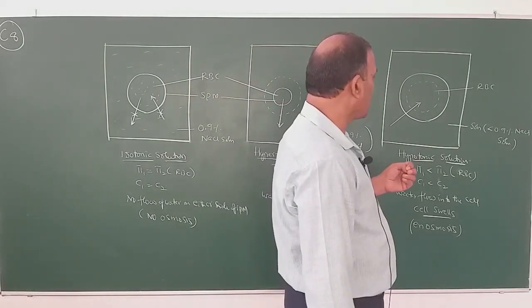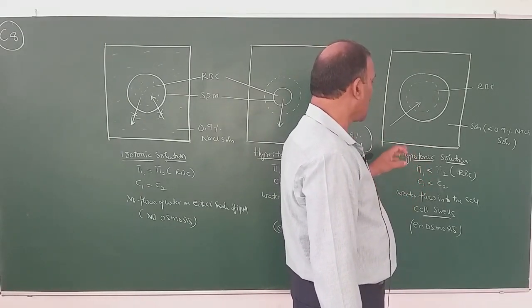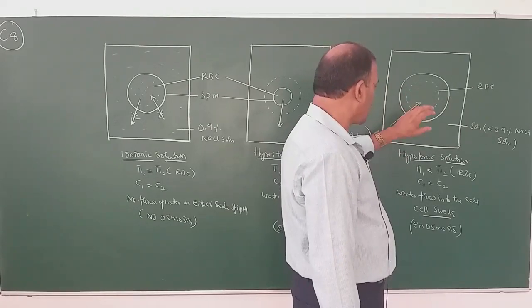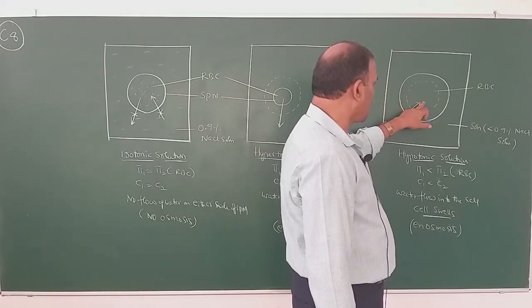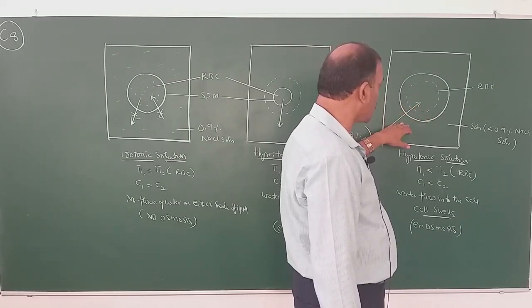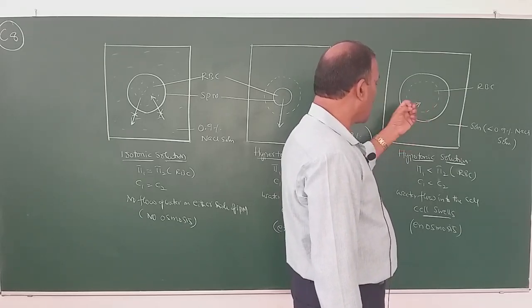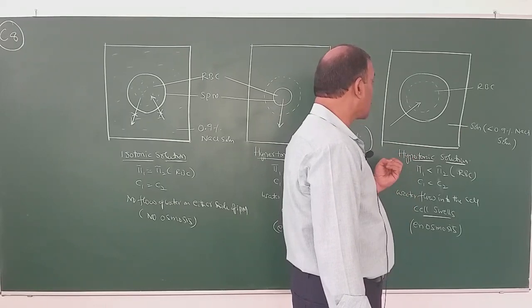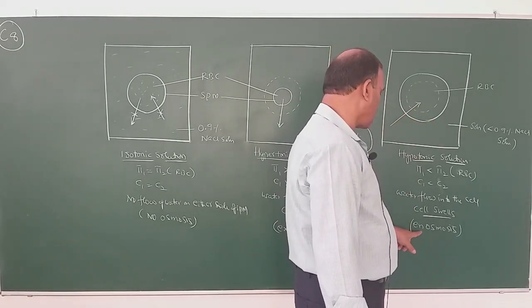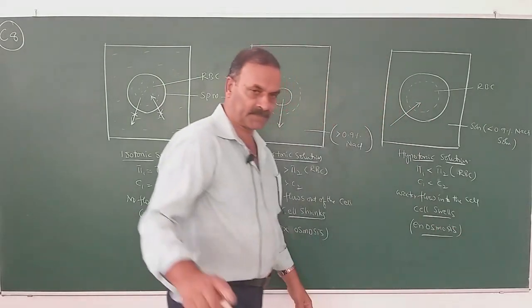Similarly, when dried grapes are placed in water, what happens? Water will flow into the grapes because the concentration of the solution in the grapes is greater than the concentration of the solution outside. As a result, due to osmosis, water will flow into the cell. As a result, the cell swells. The flow of water into the cell through the semi-permeable membrane is also called endosmosis.